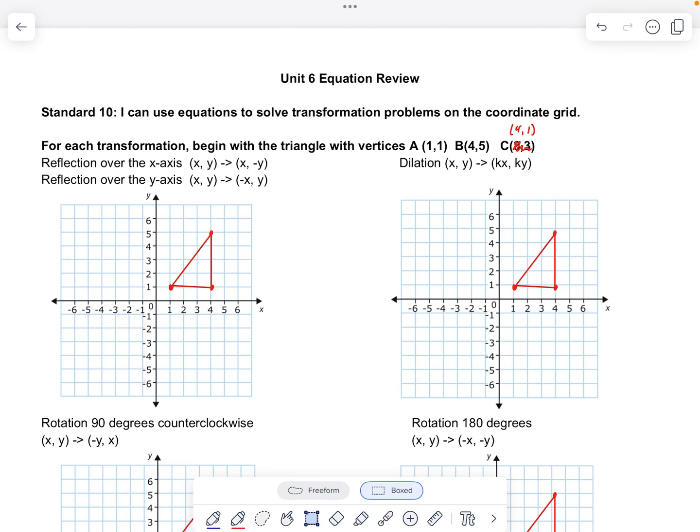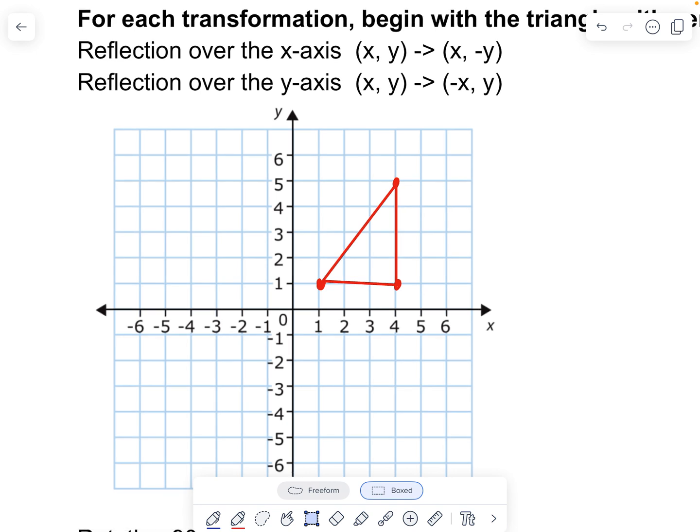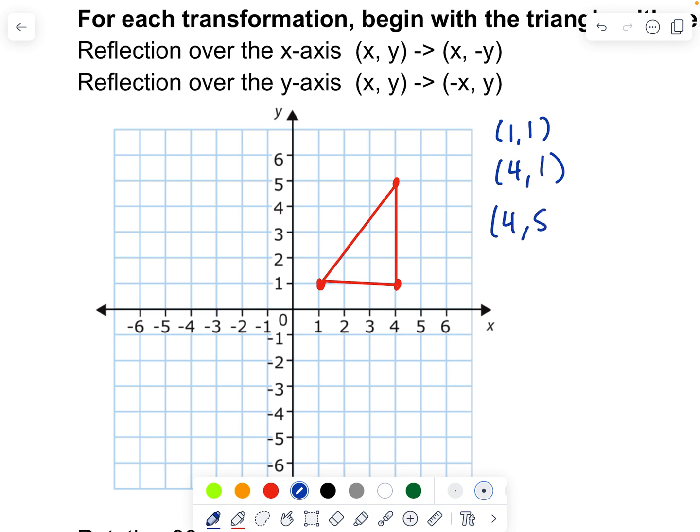Geometry students, in this video I'm going to walk you through the key concepts from Unit 6. First we'll start with transformations. In this first example, I'm starting with a triangle that's got 3 points. The points are 1, 1, 4, 1, and 4, 5.